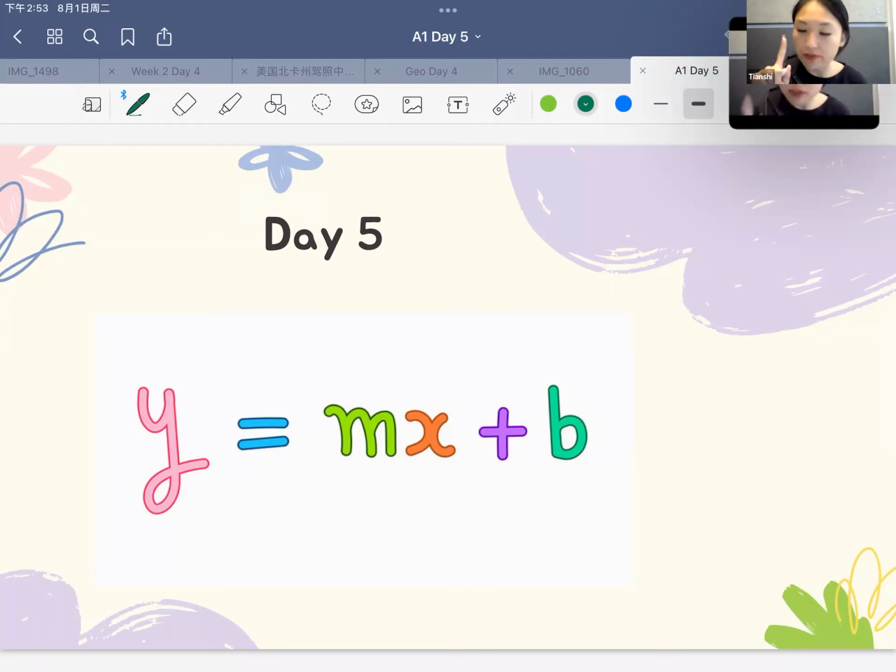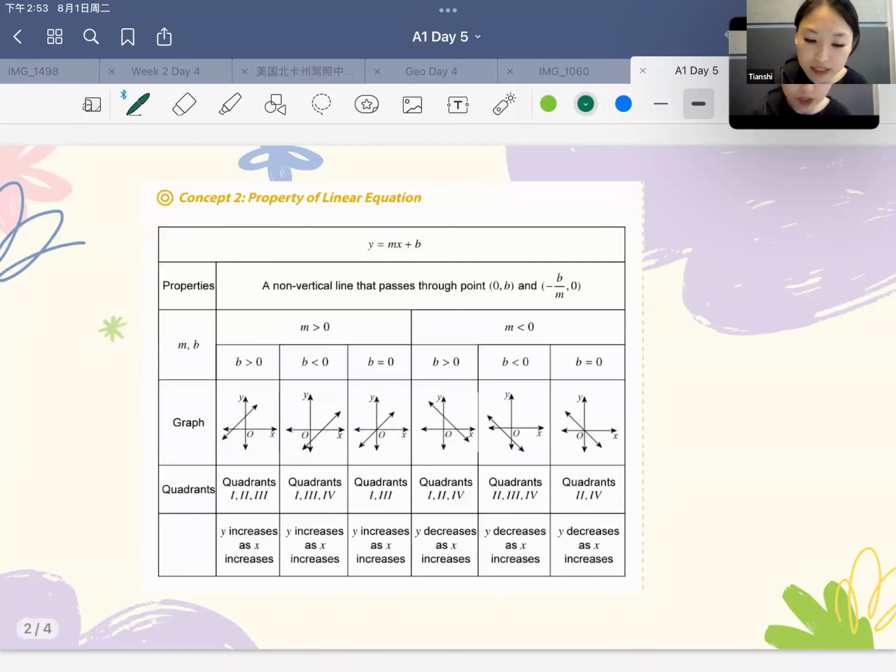So first of all, let's review some of the basic concepts in linear equations. This is a very important formula, and we also have some characteristics of the linear equation. The standard form is y equals mx plus b, where m is the slope, while b is the y-intercept. The property is that it is a non-vertical line that passes through the point (0, b) and also (negative b over m, 0). So b is the y-intercept and negative b over m is the x-intercept.